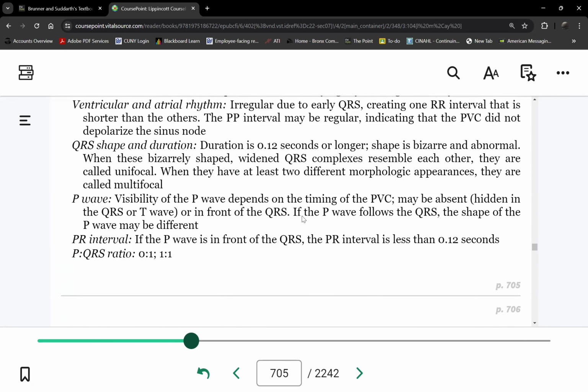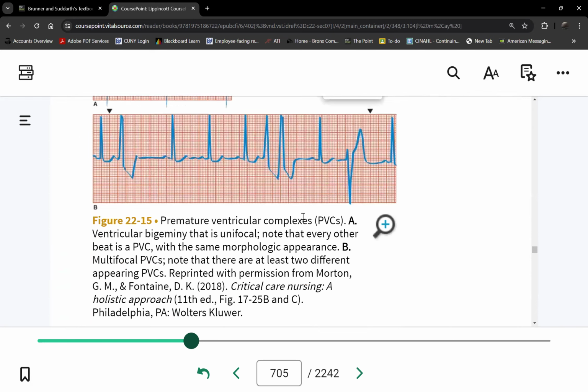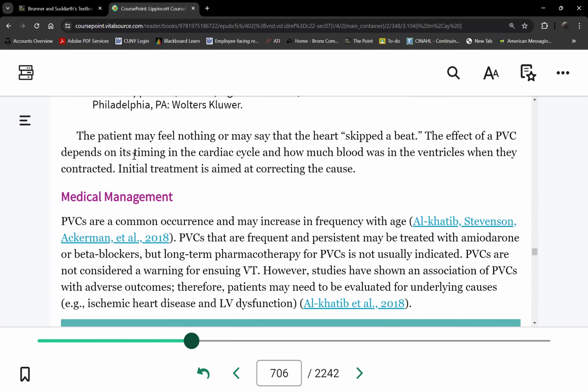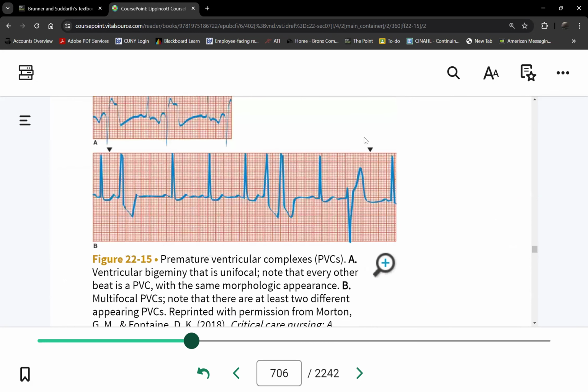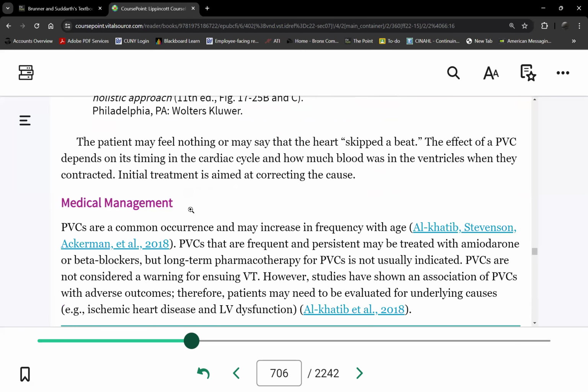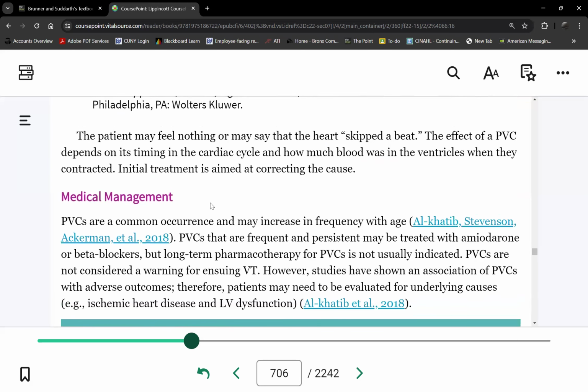Signs and symptoms, there are really none, especially here. If the patient feels anything, they will just say, oh, it felt like my heart skipped a beat, because literally it did. Because remember what follows a PVC? A pause, okay? So yeah, you'll feel like your heart skipped a beat. If you're one of those again, drinking coffee all the time, that's what you feel when you get PVCs. So what's the intervention?